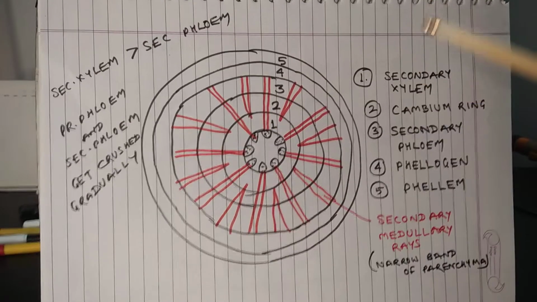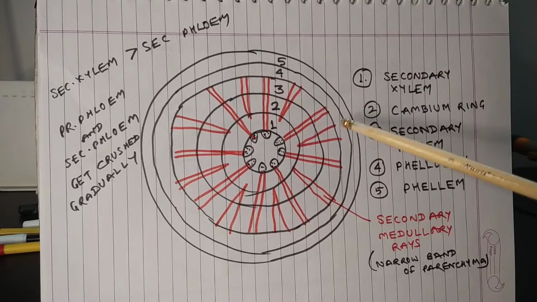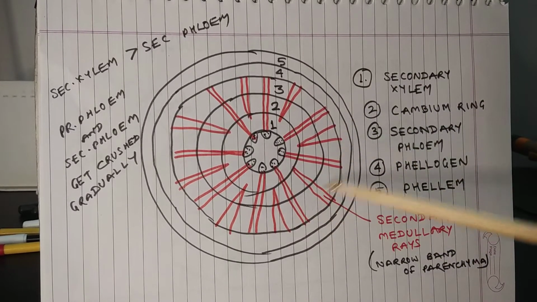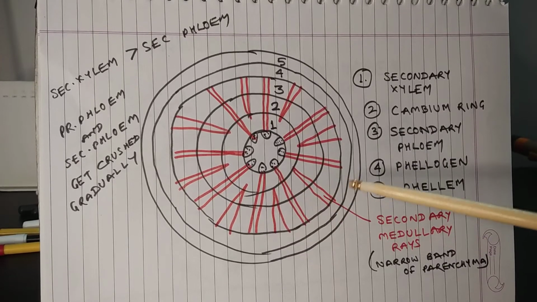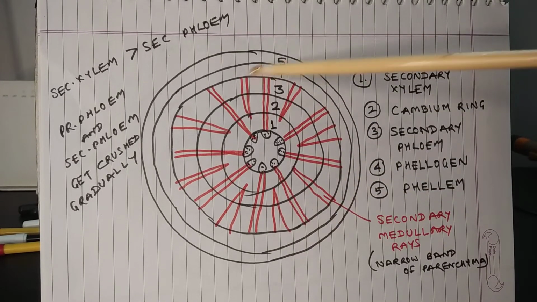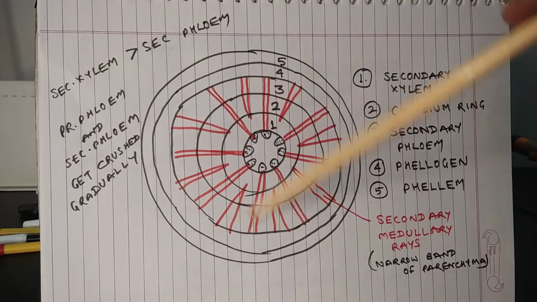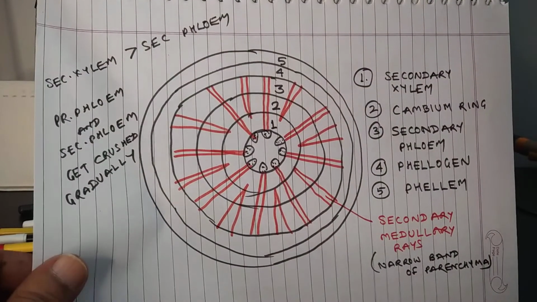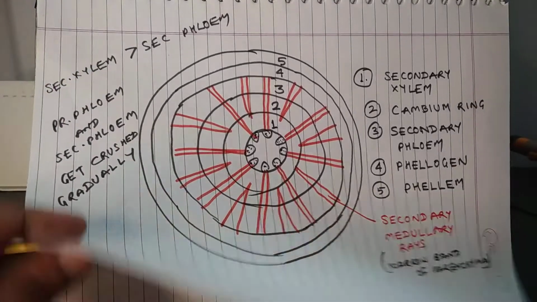In between the cambial ring and secondary phloem, narrow bands of parenchyma are also formed, and these bands are called secondary medullary rays. So that is all about the secondary growth in dicot stem.